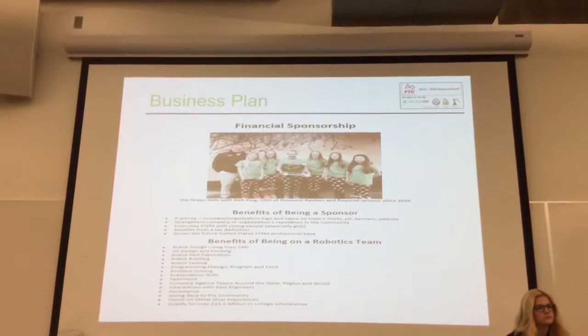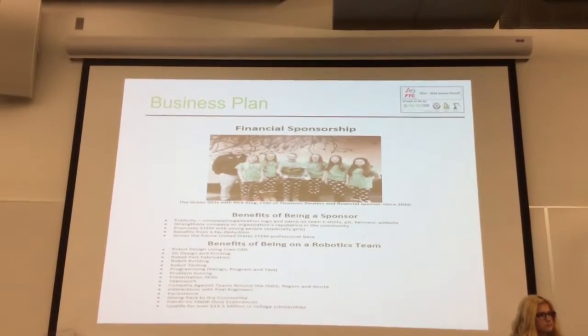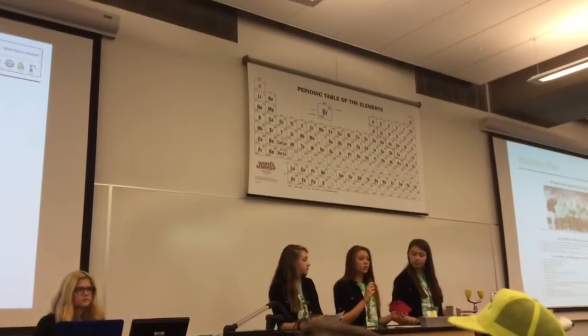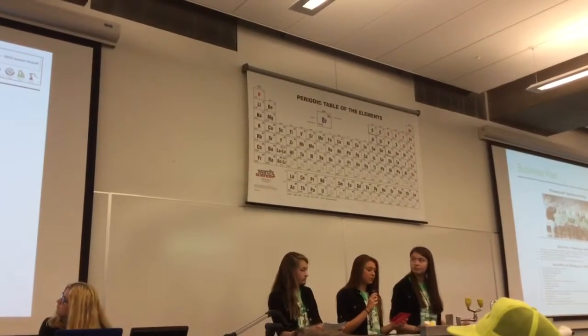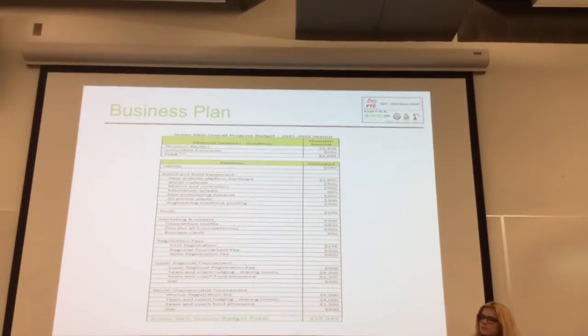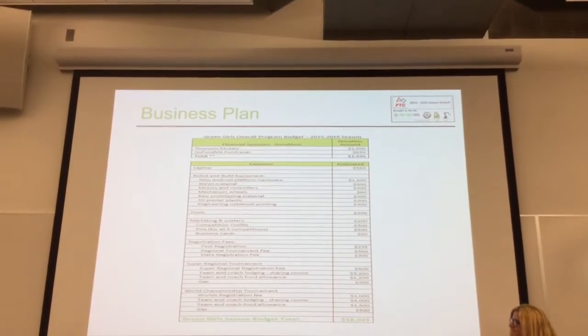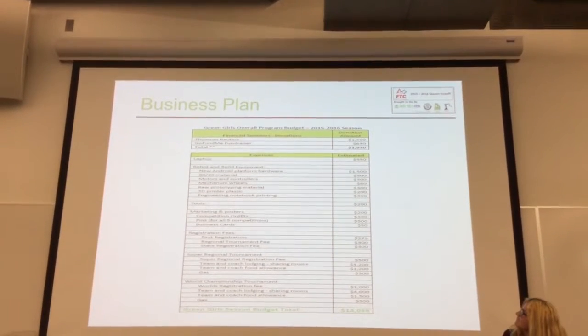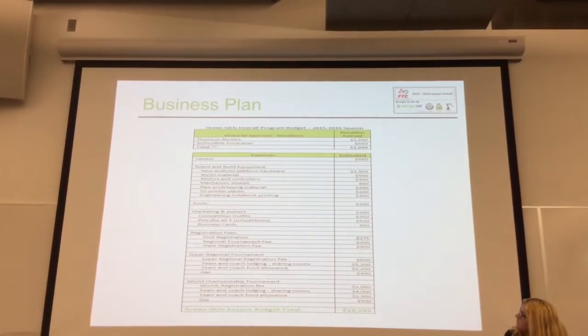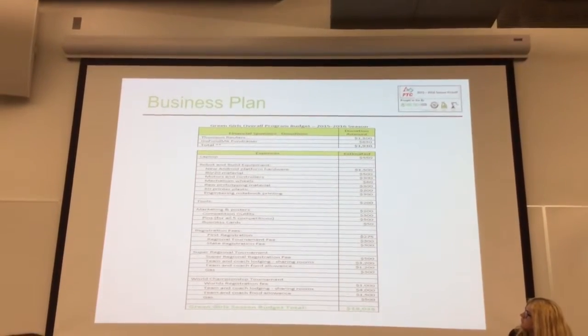This page shows people how their investment will not only help us as a team, but also them as a sponsor. This slide also displays the benefits that we gain by being on a robotics team. The final part of our business plan includes what our projected budget will be for this upcoming season, and we factor in materials, tools, registration fees, and other tournament costs into this plan. We have this piece of our plan to show sponsors how their money will be put to good use.